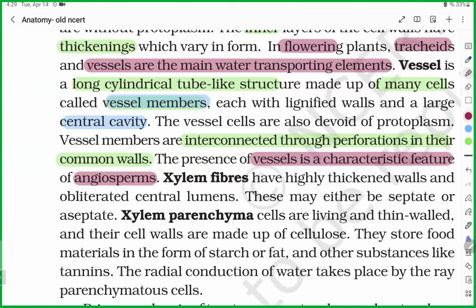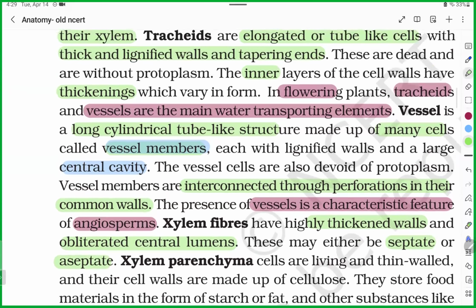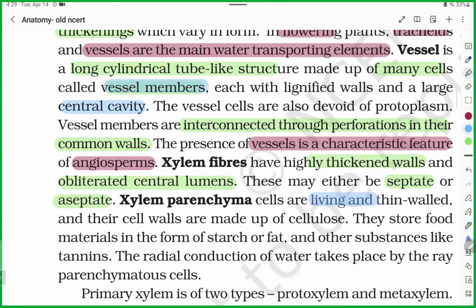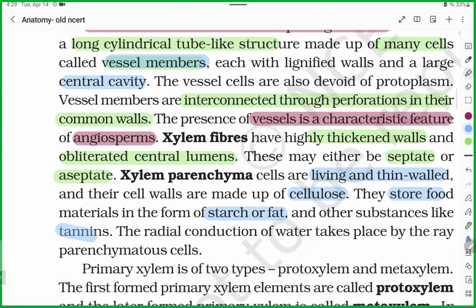Xylem fiber have highly thickened wall and obliterate cell lumen, central lumen. Obliterate means almost filled, full. There may be separation. Separate means they are separated, or maybe they are joined. Aseptate means joined together. In xylem, you have total four structures: trachea, vessel, fiber, parenchyma. Out of these four, only parenchyma is living. All other are dead. Parenchyma cell wall is made up of cellulose, store food like starch or fat, and they have another material tannin.